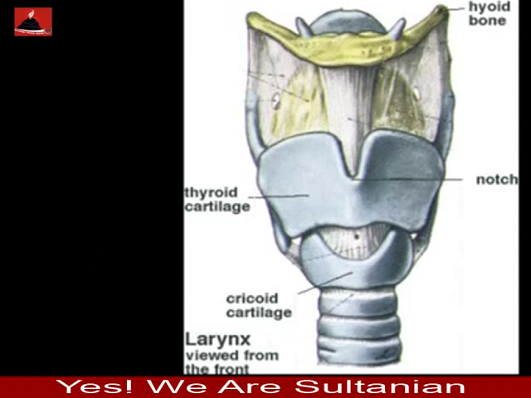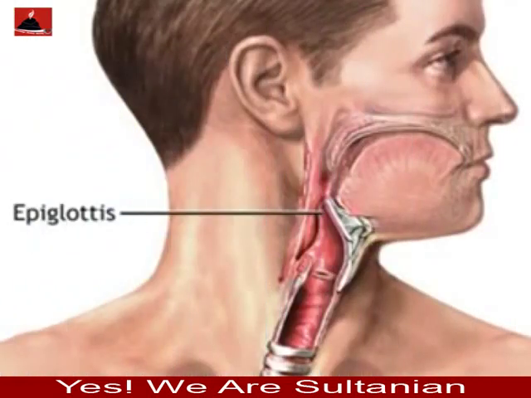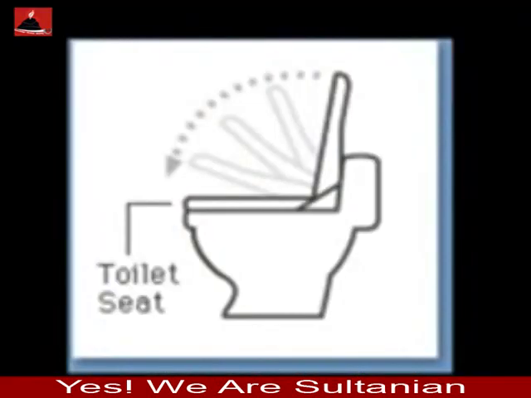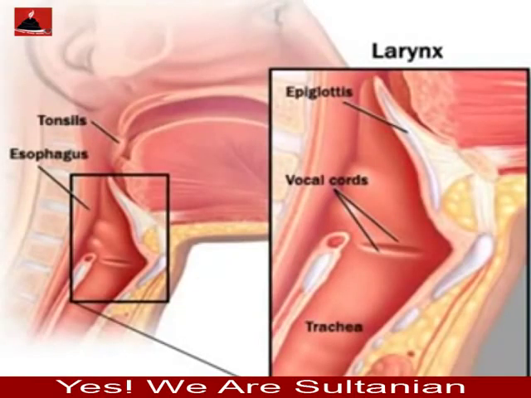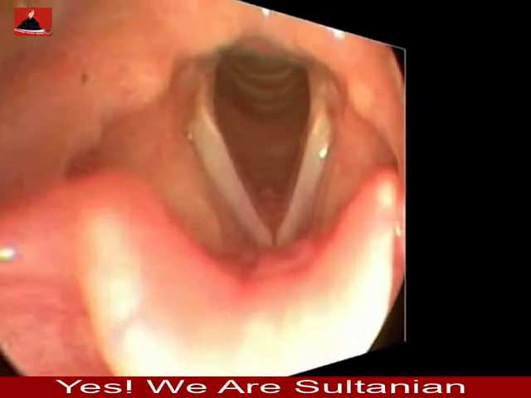And it contains something called the epiglottis. What's the epiglottis? It's a cartilage flap. Very good. It's a cartilage flap that looks like a toilet seat cover. It's exactly what it looks like. And it flaps down and covers the larynx. Why is it covering the larynx? To keep food and foreign substances from entering the lungs. So the epiglottis is very important.